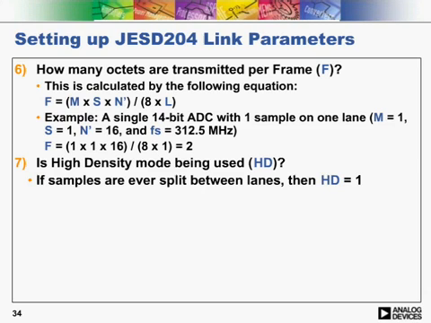Last, we ask if high density mode is being used. If so, then HD equals 1. When in low density mode, partial conversion words at the end of a group of F octets are avoided by adding tail bits. If high density mode is being used, then conversion words may break at the frame boundary.